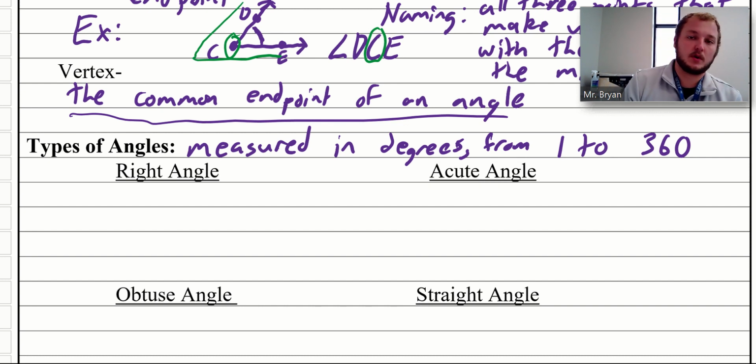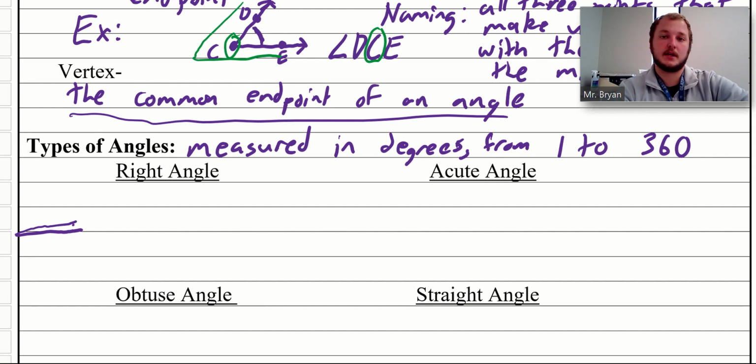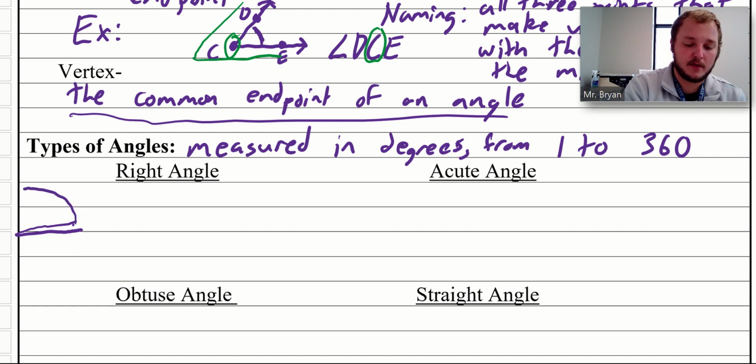And the way this works is it's kind of like going around in a circle. If I start with a ray right here, and you can draw this if you like, you don't have to, and this is where my angle ended up, that would be about 1 degree. As I start to go around that circle more, I'll add more degrees. So if I went this far, that would be about 1/4 of it.